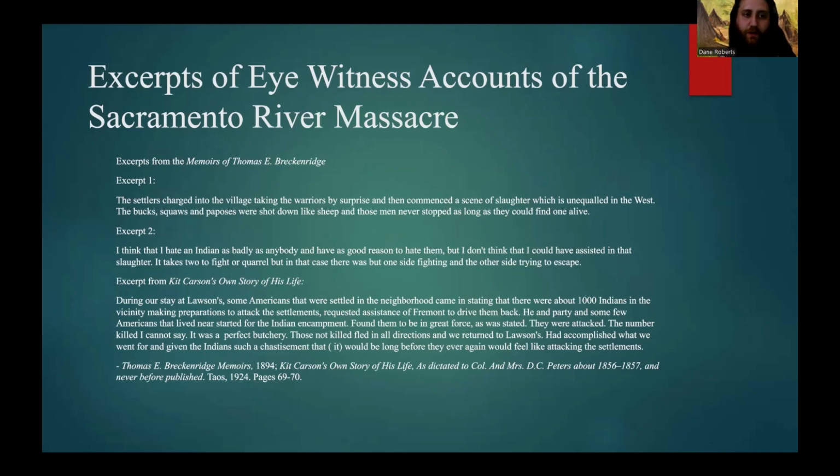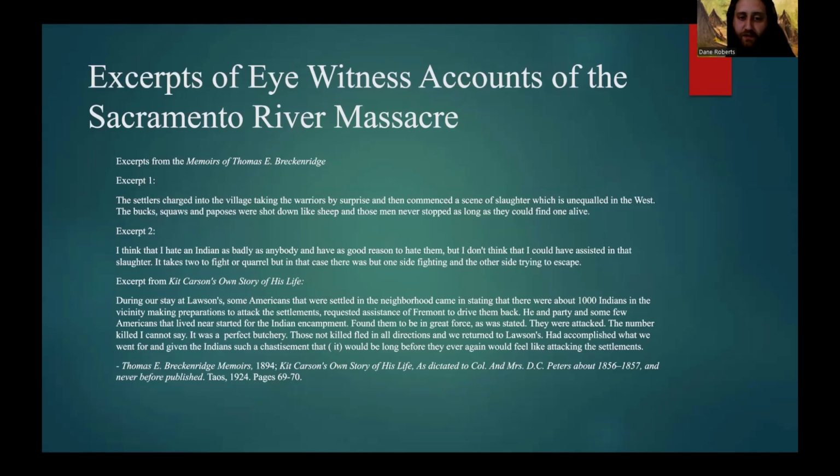The first two excerpts come from the memoirs of Thomas E. Breckinridge, with excerpt one reading, and I quote, "The settlers charged into the village, taking the warriors by surprise, and they commenced a scene of slaughter which is unequaled in the West. The bucks, squaws, and papooses were shot down like sheep, and those men never stopped as long as they could find one alive."